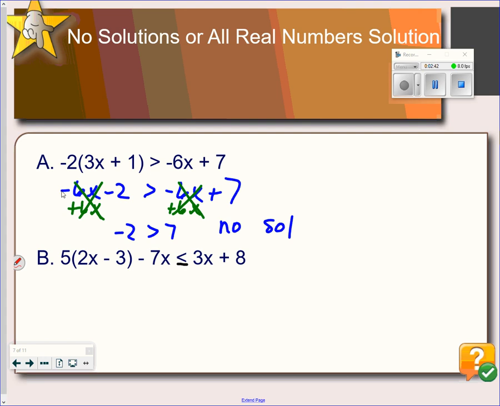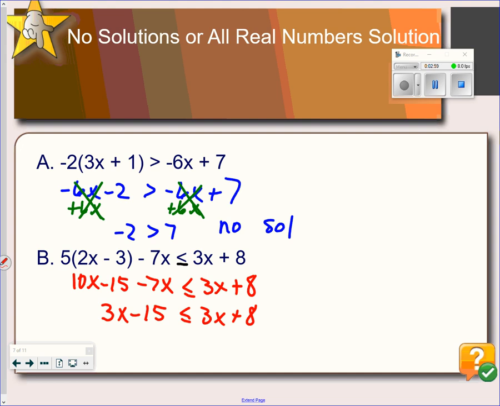In our second example, we're going to distribute the 5. And then we will combine like terms on the left. 10x minus 7x is 3x. Then we can subtract 3x on each side. That eliminates our x's again.